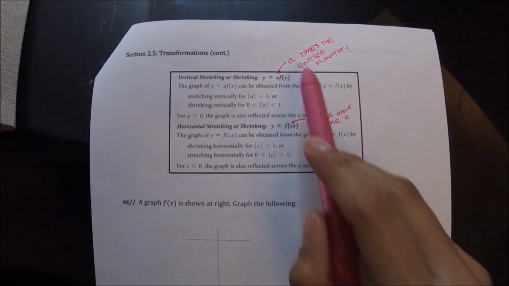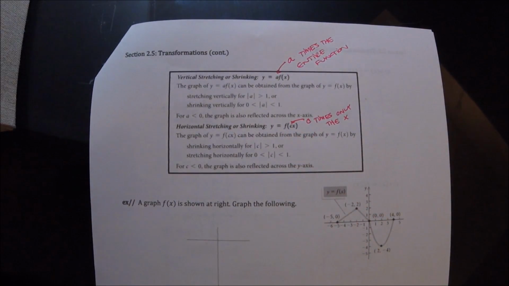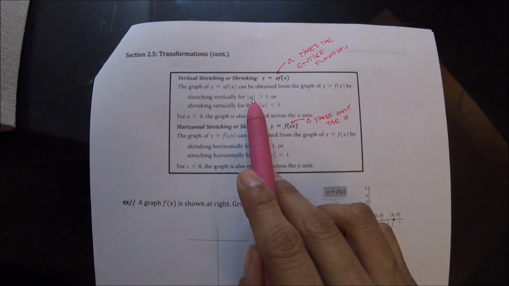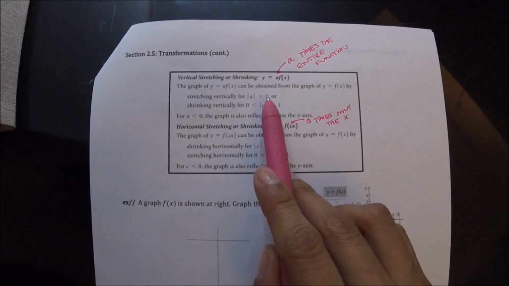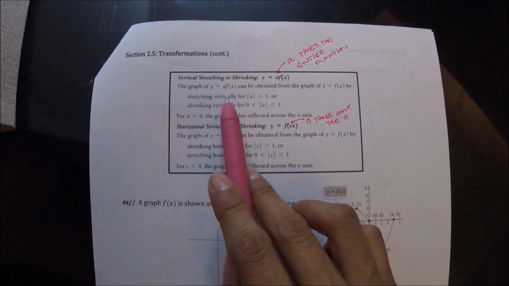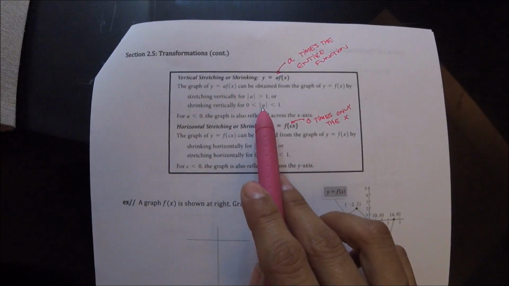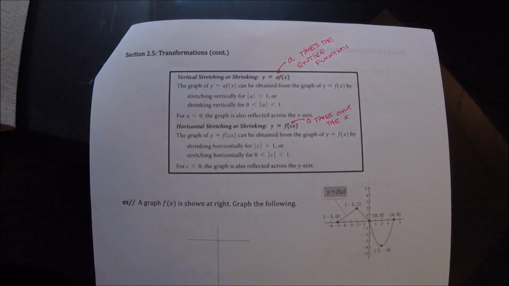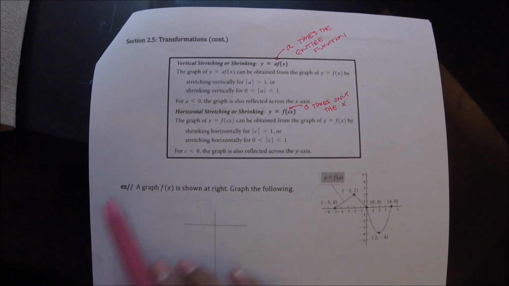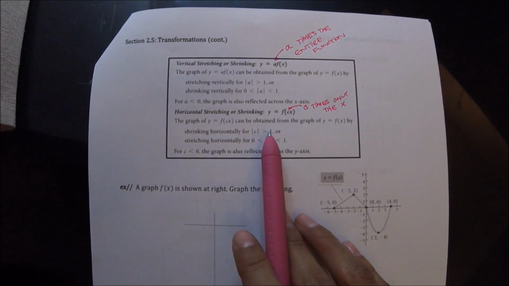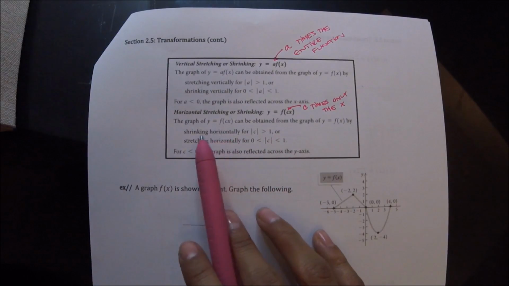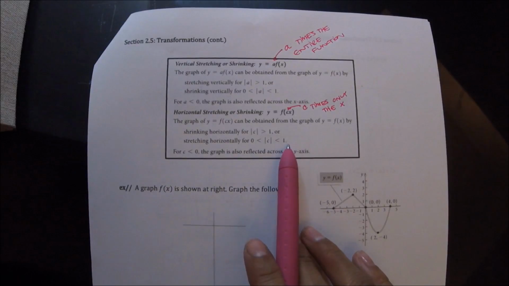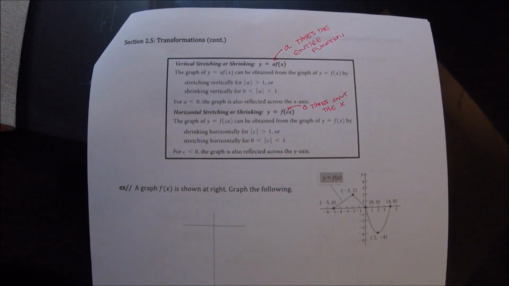And a and c can be any real number, basically. If you take the absolute value of a, and that turns out to be greater than 1, then that's called a vertical stretch. But if the absolute value of a is between 0 and 1, then that's called a vertical shrink. And then if the absolute value of c is greater than 1, then that's called a horizontal shrink. And if the absolute value of c is between 0 and 1, then that's called a horizontal stretch.